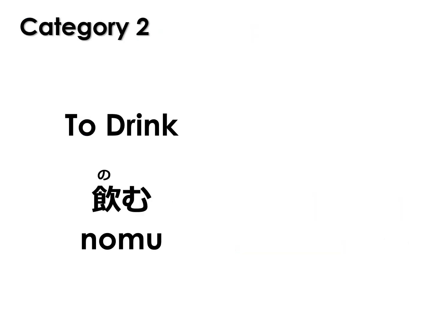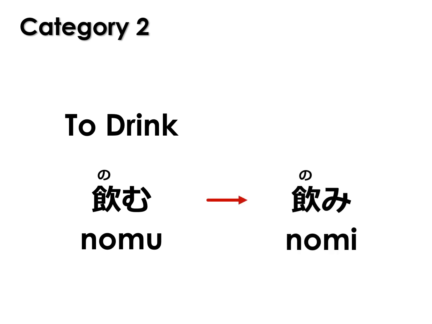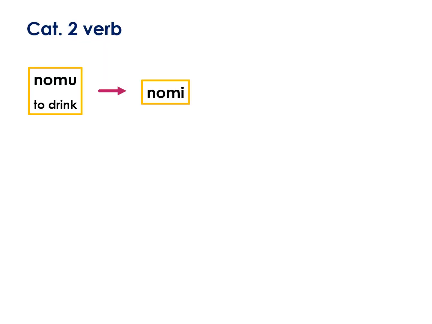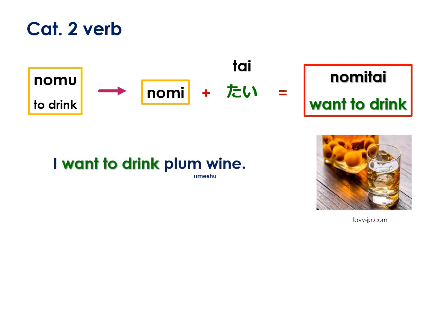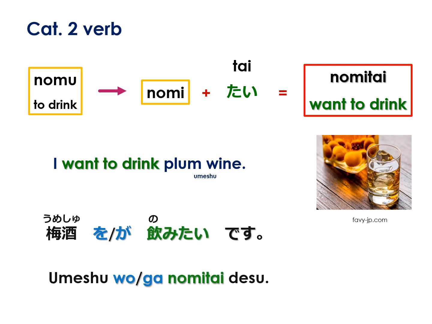Now let's look at a category 2 verb example. The verb to drink, nomu. Its conjunctive form is nomi. Adding the suffix tai to nomi forms nomitai, which means want to drink. I want to drink plum wine, or umeshu. In Japanese, umeshu o nomitai desu, or umeshu ga nomitai desu.